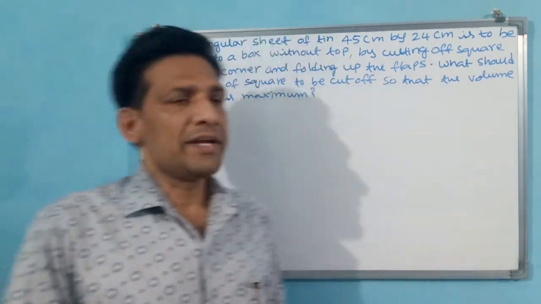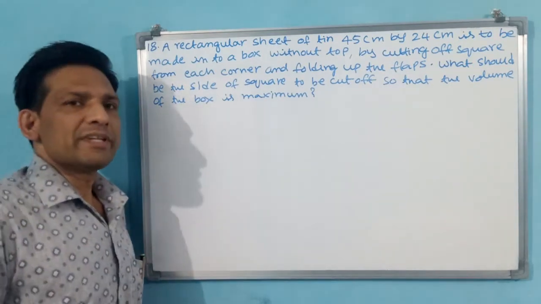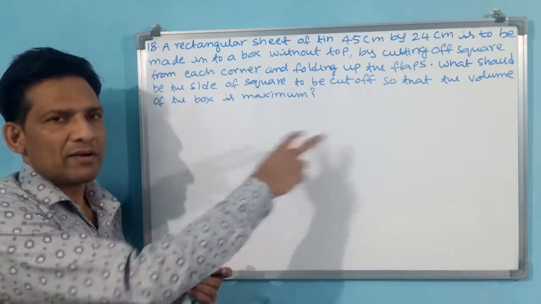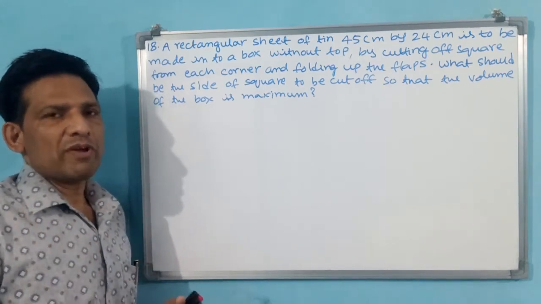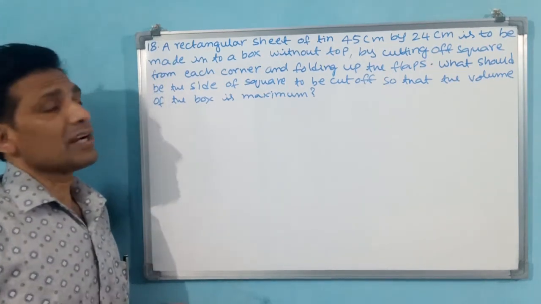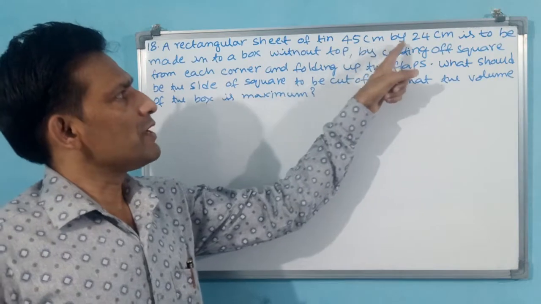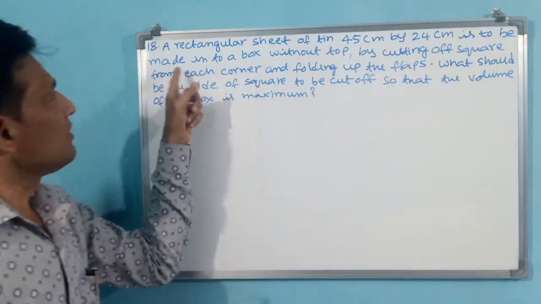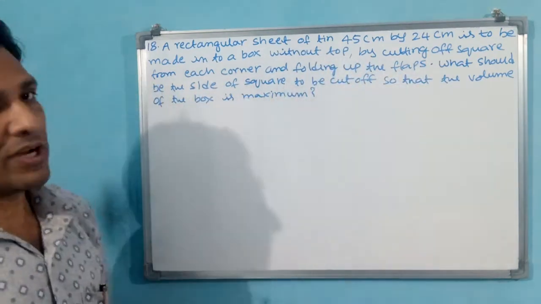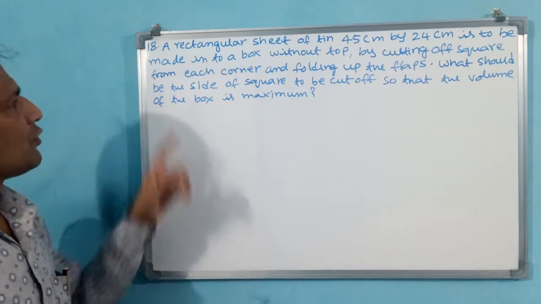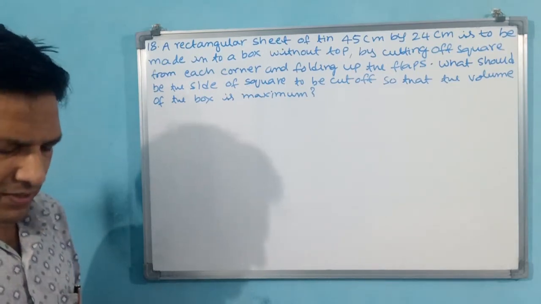See, question number 18, what have they given? Like question number 17 only. In question 17, in a square piece, we cut squares from the corners, made a box for maximum volume, and found the cutting size of the square piece. Here also, but here a rectangular sheet of tin 45 centimeter by 25 centimeter is to be made into a box without top by cutting off a square from each corner and folding up the flaps. What should be the side of the square to be cut off so that the volume of the box is maximum?